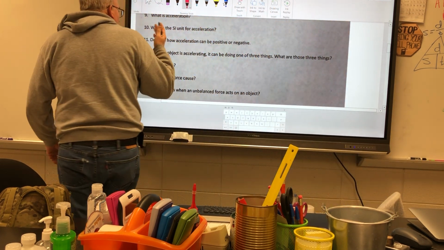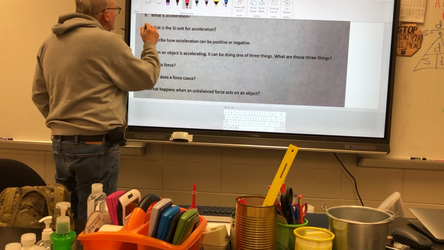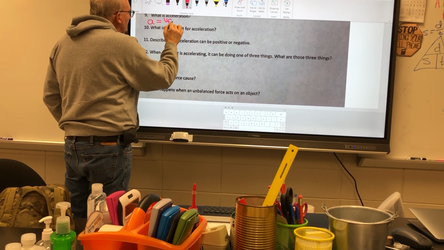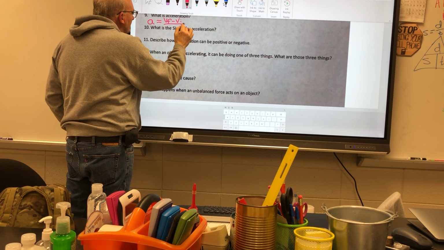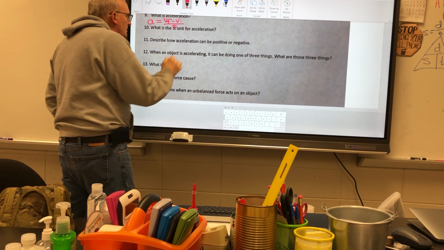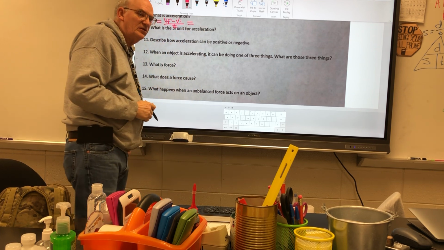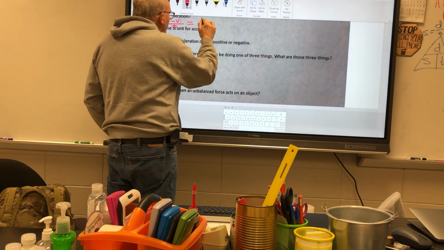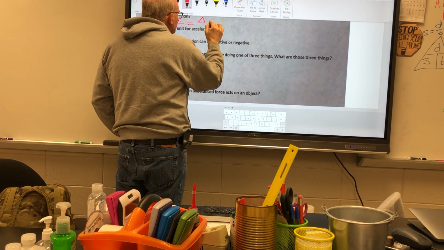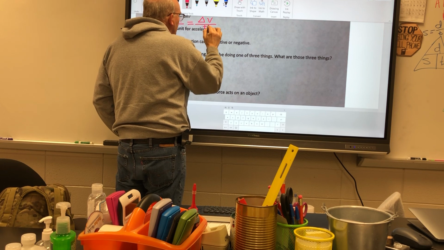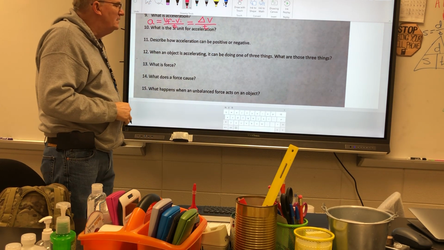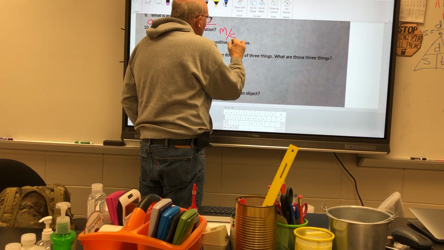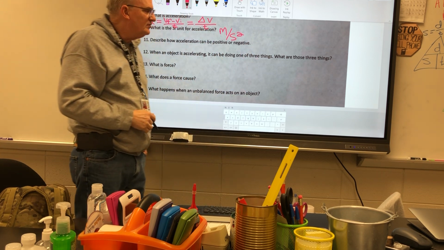Next question, what is acceleration? Acceleration is the change in your velocity over time. When we measure change in science, we use final minus initial. We also abbreviate it sometimes with the Greek letter delta. Delta V over time. The SI unit for acceleration is meters per second per second, which is also known as meters per second squared.